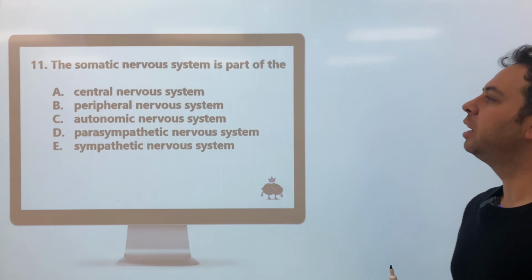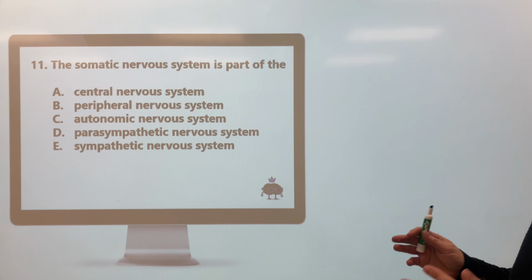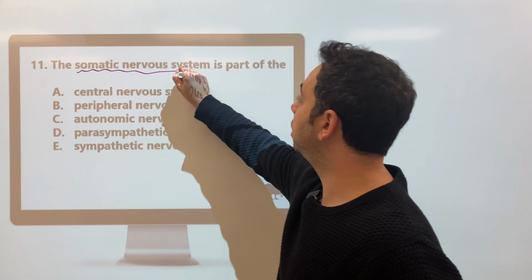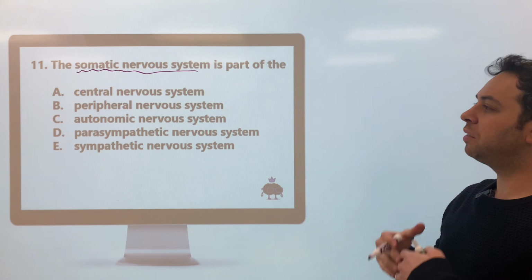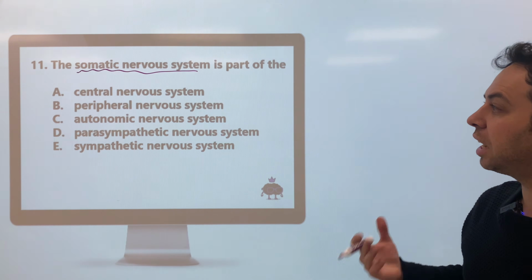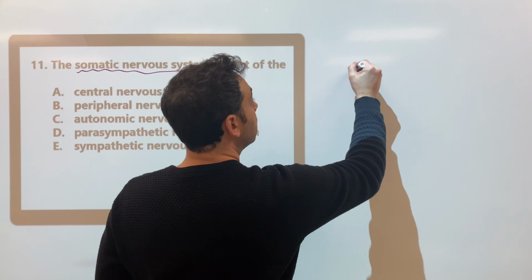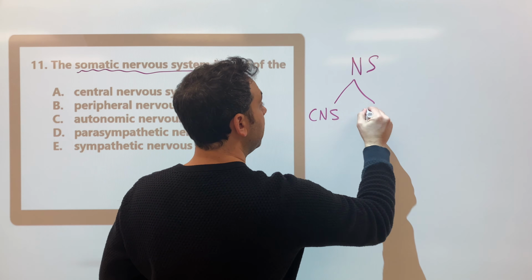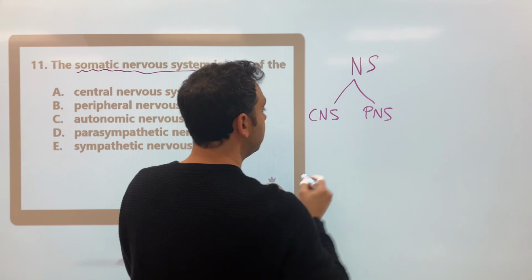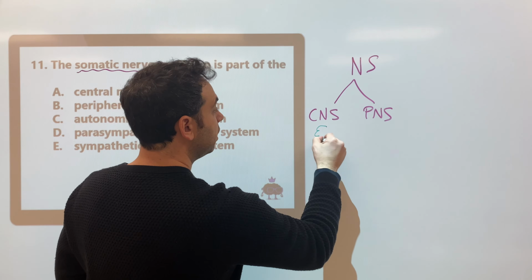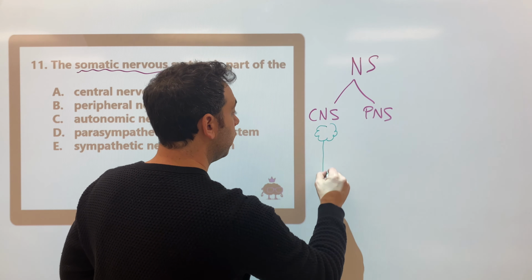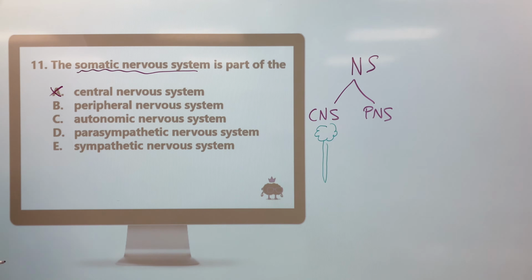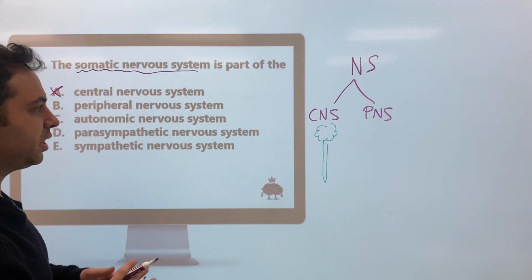All right, number 11. The somatic nervous system is part of the. All right, now we already talked about this before. We have a somatic nervous system, right, with different parts. Is part of the central, peripheral, automatic. All right, let's kind of think about this together. We talked about this earlier. We have our nervous system divided into what? Our central nervous system and our peripheral nervous system, right? Central being our brain and our spinal cord going down, right? So that can't be our answer because somatic has nothing to do with our brain or spinal cord, or at least in the sense of this question.